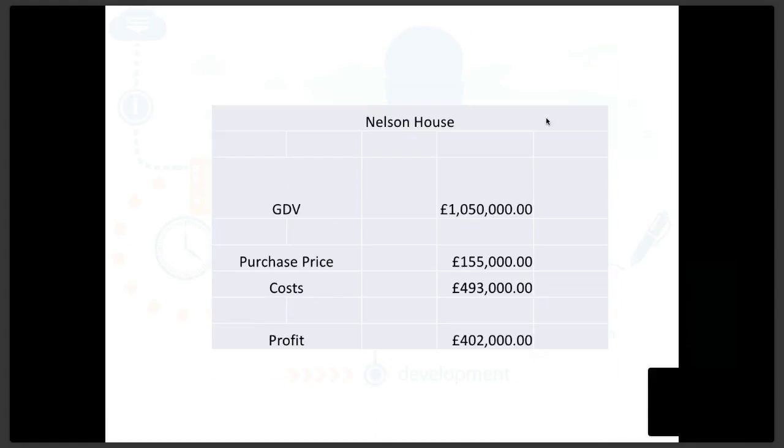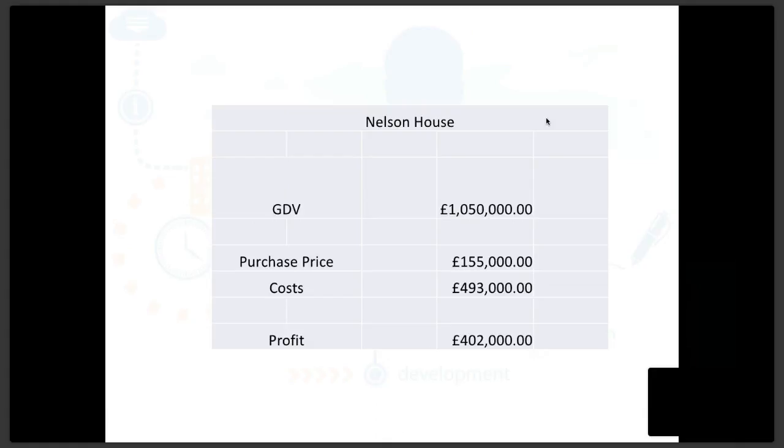Nelson House, another one, GDV £1 million. Again, the profit is awesome on this one. Look at 40% profit. That is huge. Banks want a minimum of 25% before you start dealing with them. So there's a bit of a tip for you there.